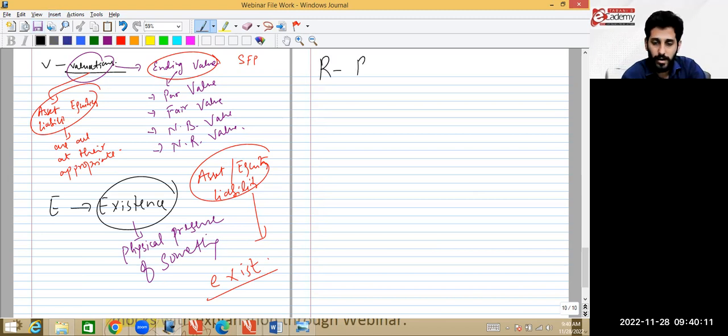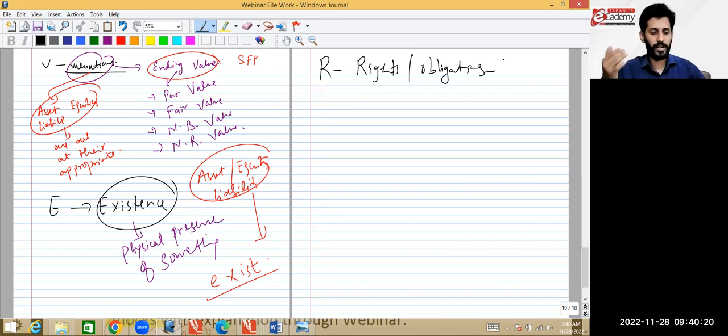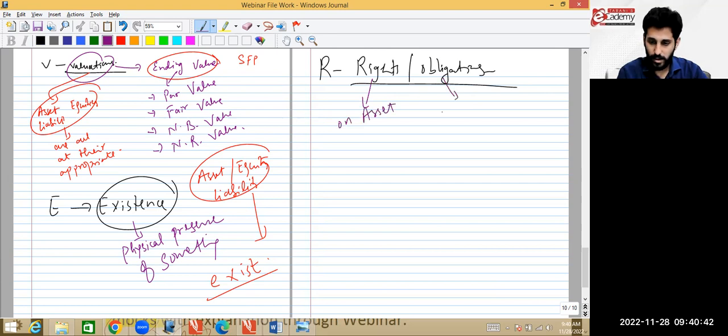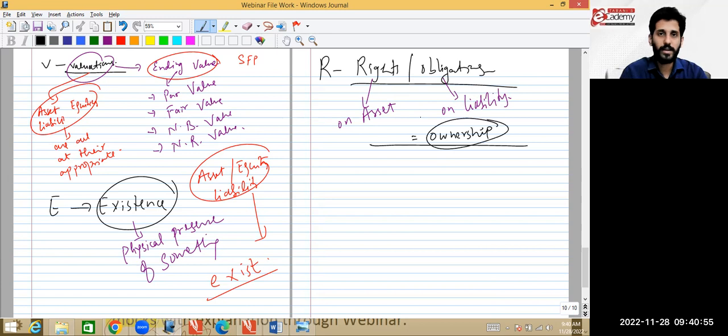And R is for rights and obligations. Making the things very simple, for example, a company had purchased and acquired a machine on lease. Now, the company has got the right to use that machine, but it has got the obligation. So there is the right on assets and obligation on liability. Collectively, you can call it ownership.